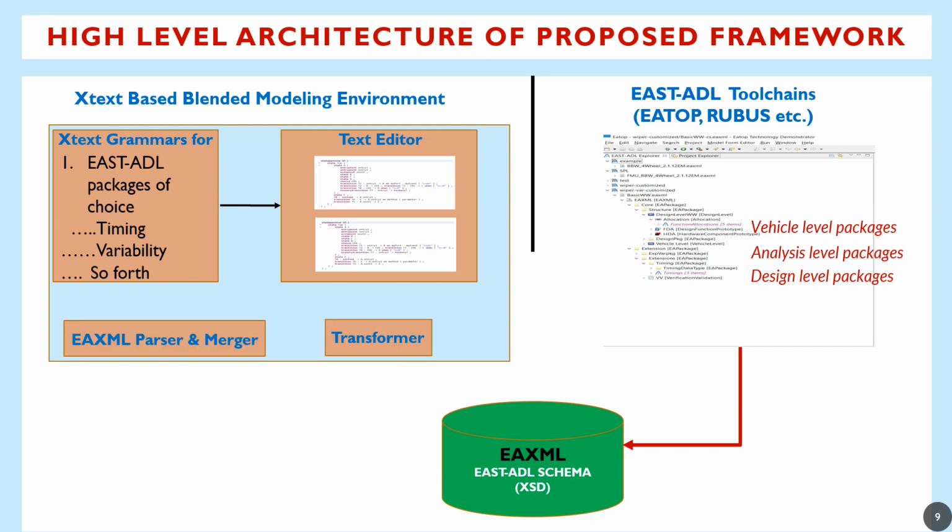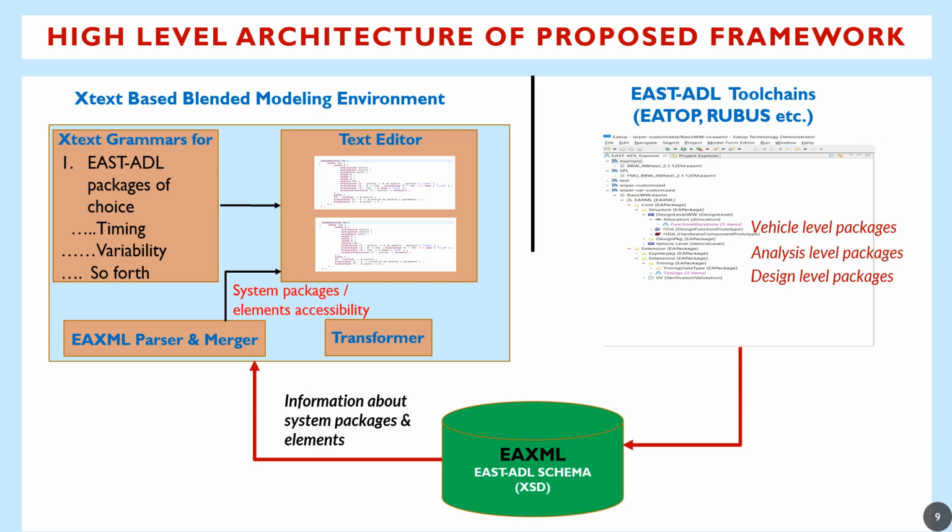There are two more components in the proposed framework. The first one is the eXML parser and merger. The eXML parser basically feeds the information about the system packages and elements as defined in the eSTDL tool and then displays it in the text editor. So the system package elements are accessible in the text editor. In this way, the user can use these elements to model the requirements in the text editor.